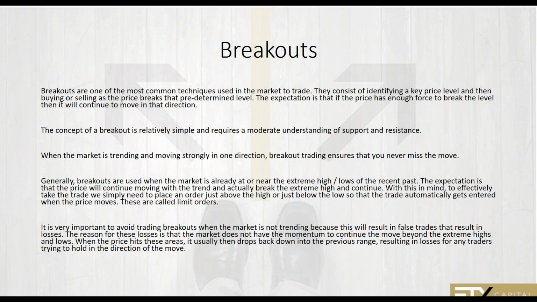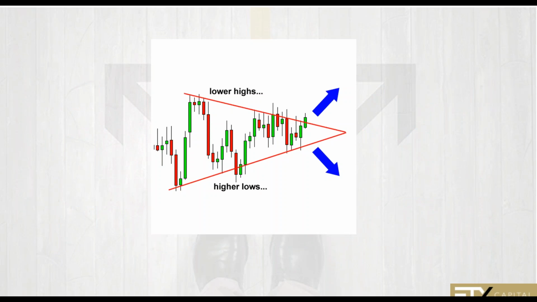The expectation is that the price will continue moving with the trend and actually break the extreme high and continue. With this in mind, to effectively take the trade, we simply need to place an order just above the high or just below the low, so your trade automatically gets entered when the price moves. These are called limit orders.